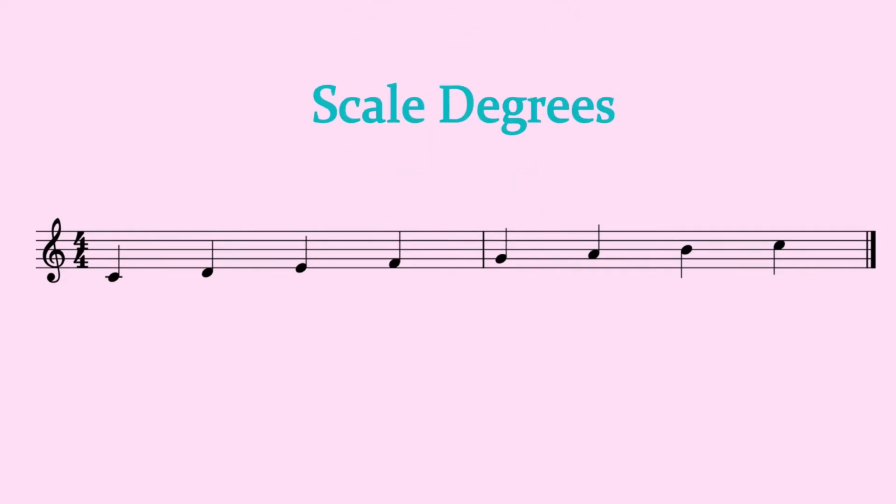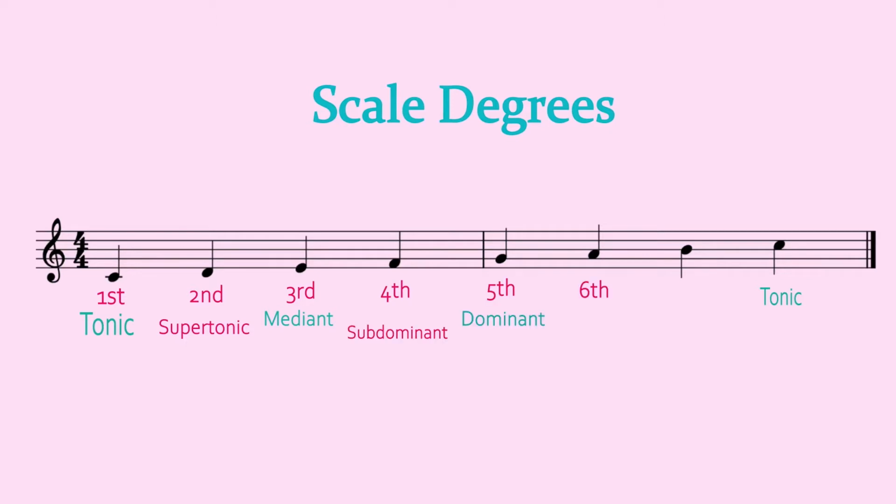When referring to notes of a scale, we number them as degrees of a scale. The first degree, also known as tonic, and its repetition at the end. The second degree is a supertonic. The third degree is a mediant. The fourth degree, subdominant. The fifth degree, a dominant. The sixth degree, submediant. And the seventh degree is also known as the leading note.